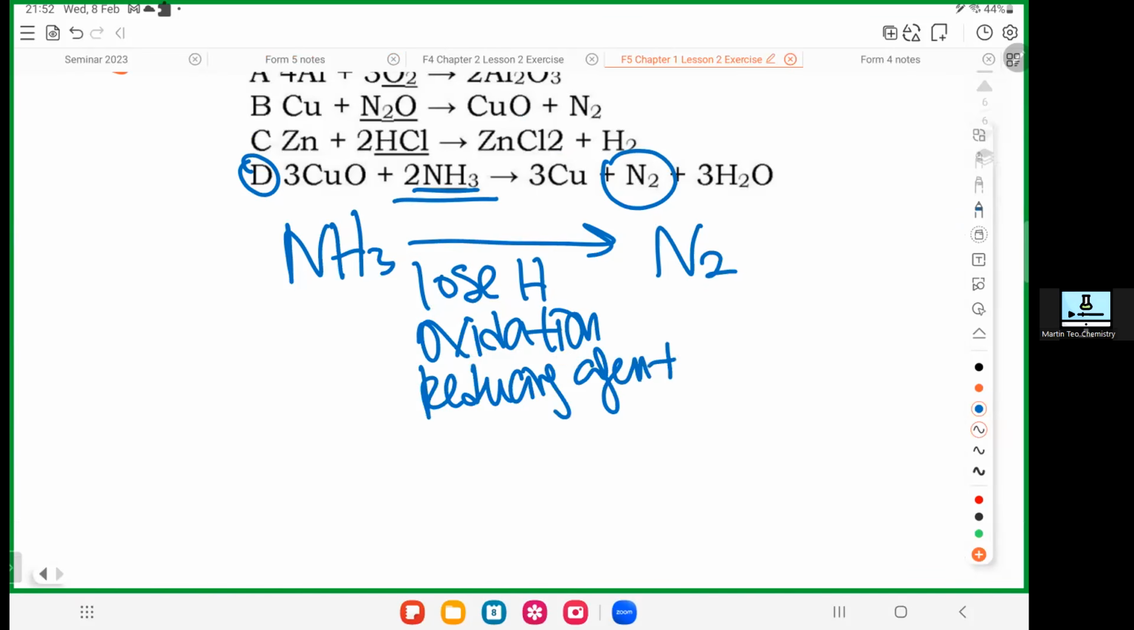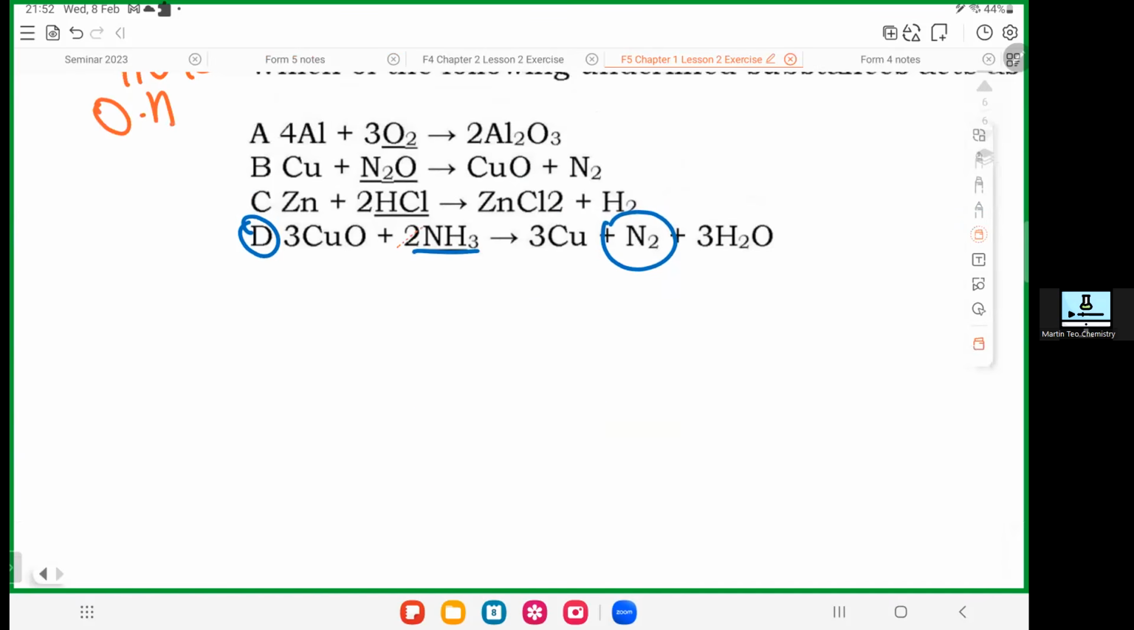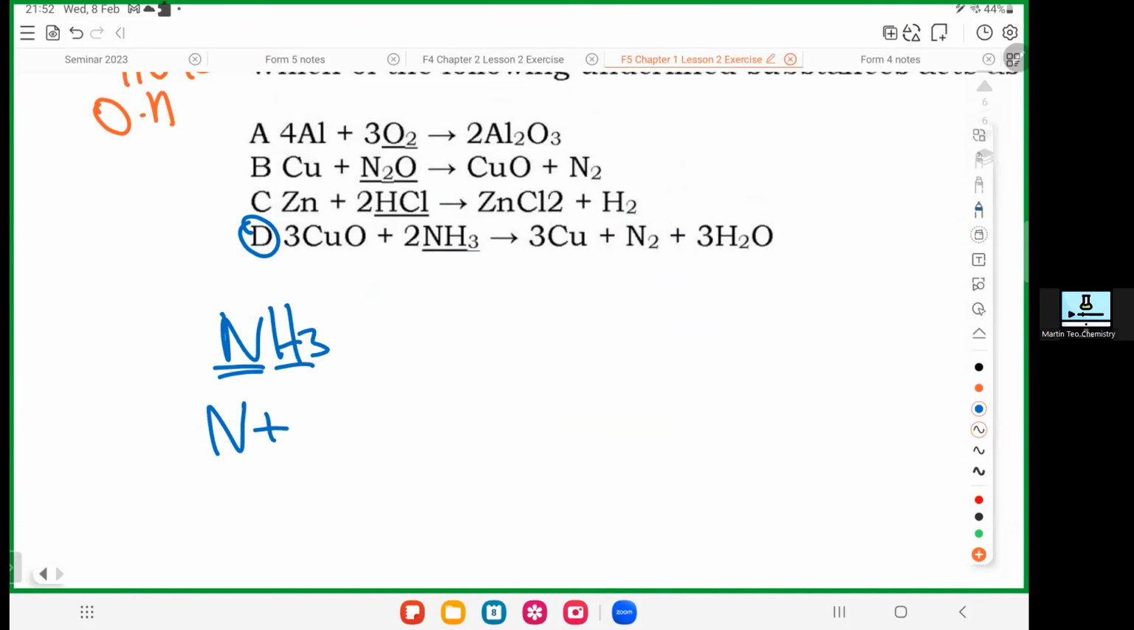If you don't want to use the hydrogen method, you can also use the oxidation number method. For ammonia, we need to check the oxidation number for nitrogen, because we don't know the charge for nitrogen. So the nitrogen is unknown, and hydrogen is +1. We have 3 hydrogens, so times 3.